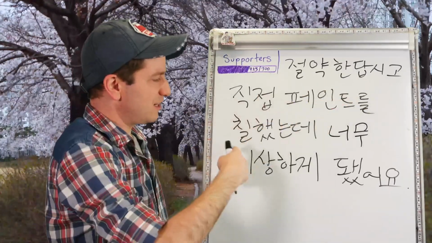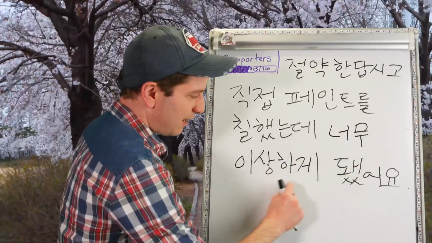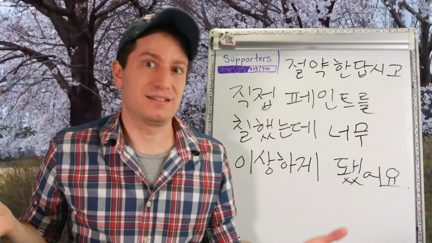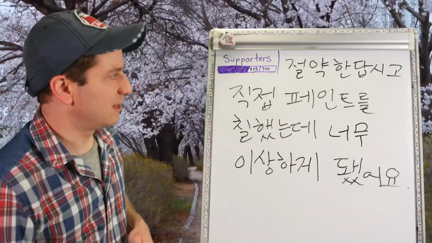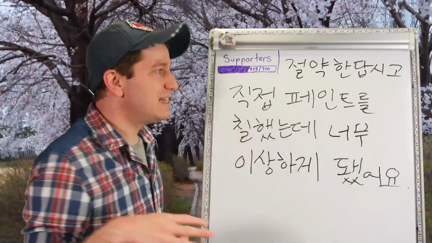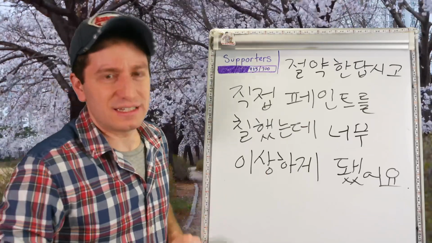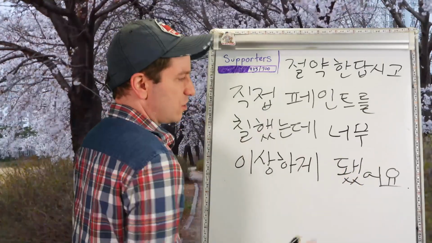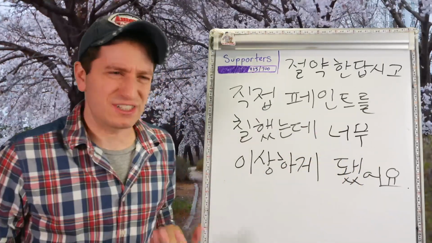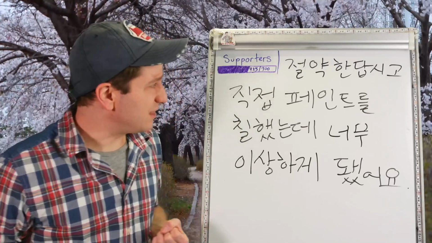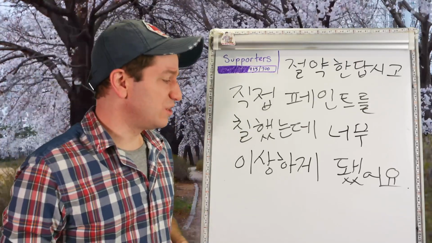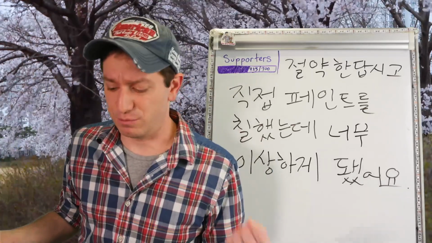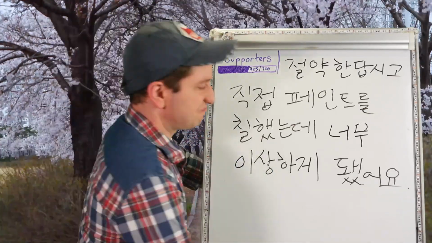절약한답시고 직접 페인트를 칠했는데 너무 이상하게 됐어요. So, 절약한답시고. So I was trying to save money, you see, but 직접 페인트를 칠했는데. So I painted it myself. And now you already know something negative happened. You already know that I messed up. 너무 이상하게 됐어요. It got too strange. So it turned out really weird. So I was trying to save money by doing the painting by myself, but it turned out so strange.